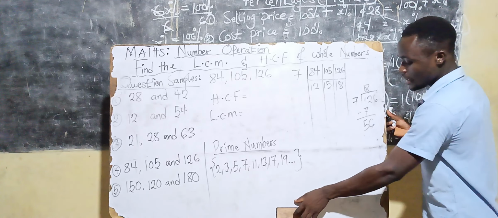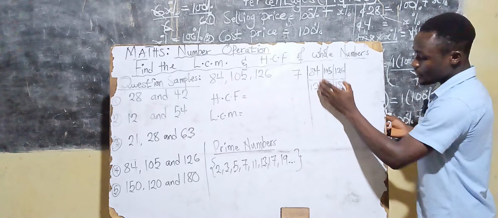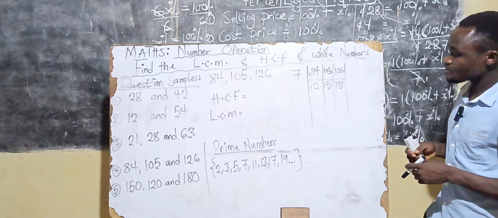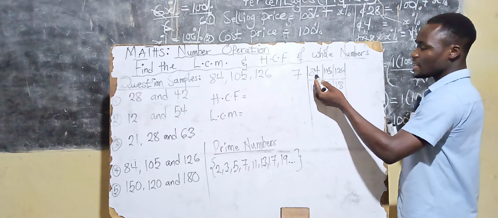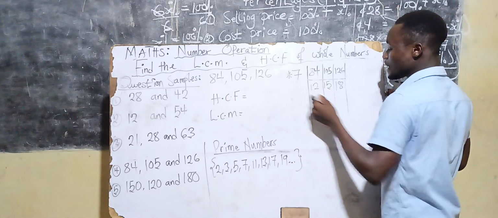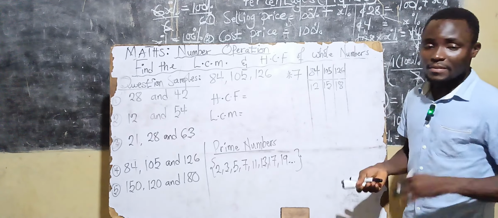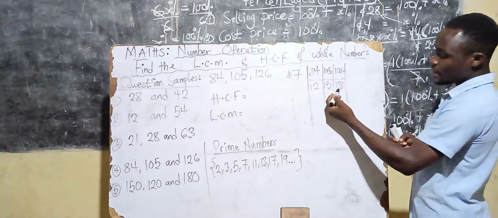All right. So let's continue with that. So we are going to divide continuously till we get 1 over here. So 7 had been able to divide this and this at the same time. So therefore, we are going to say the number 7 over there. And I believe you are clear with that. Good. So we now have 12, 15, and 18.